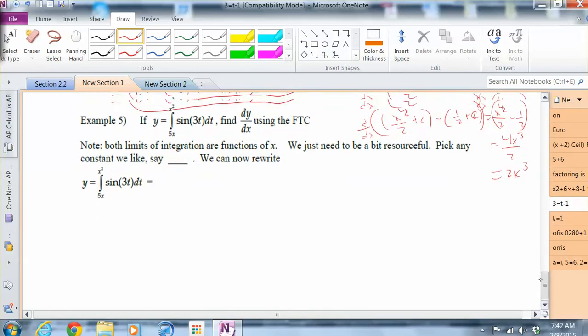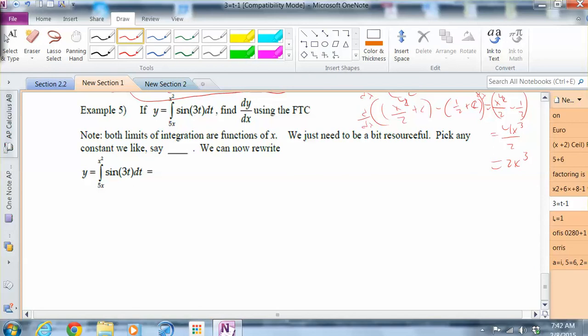We'll end this video. So here now we're integrating from 5x to x squared. So this is not a constant, of course. So what I could do is rewrite it like this. Integrate from 5x to a of sine 3t times dt plus a to x squared of sine 3t times dt. And again, we pick any constant a that's between 5x and x squared.